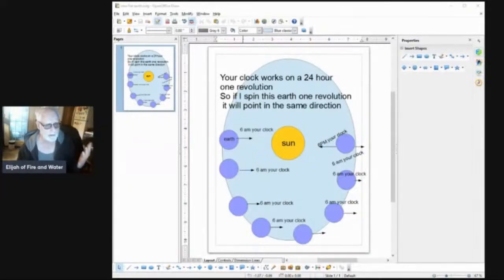There's 4 minutes in every day that's missing, and it's not in your clock. You don't readjust your clock for it. I don't know. That's all I wanted to say.